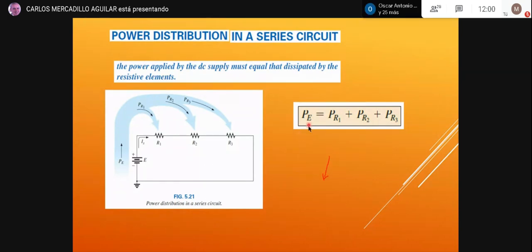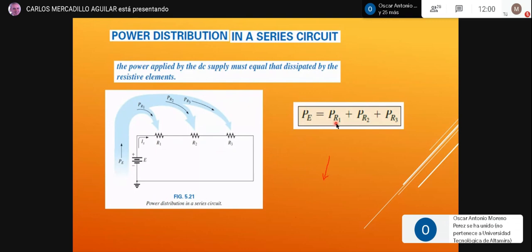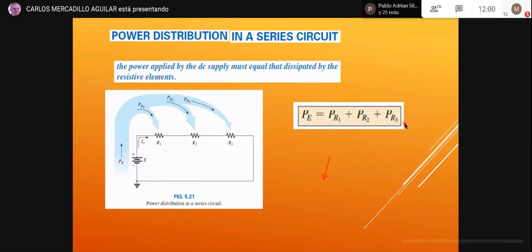The power of the source will be equal to the sum of the power of each one of the resistors. This is for series, but later we will see that in the case of parallel circuits it is also the same. The power will be the same even if they are not in series.